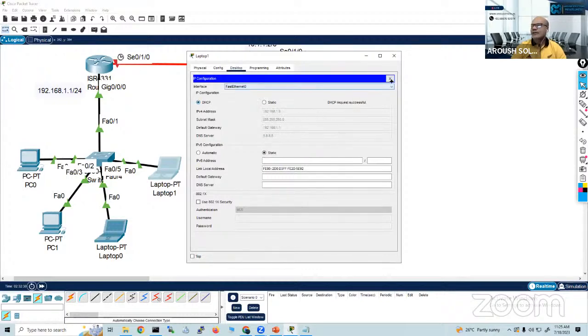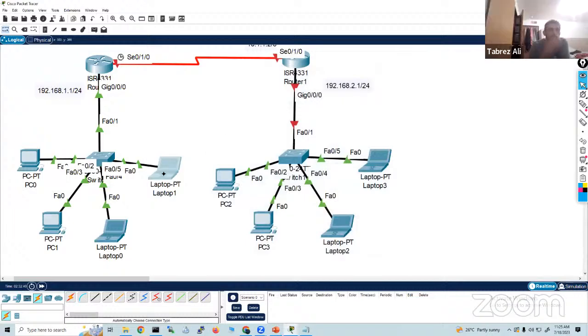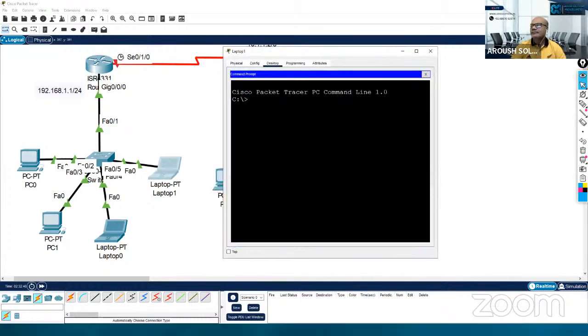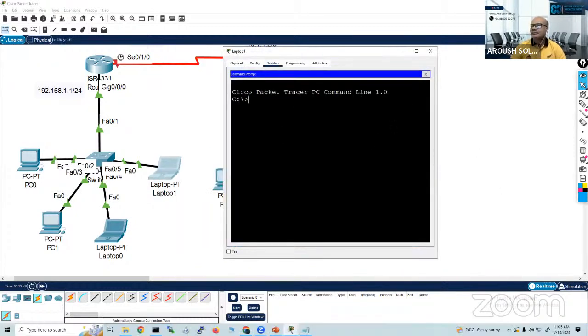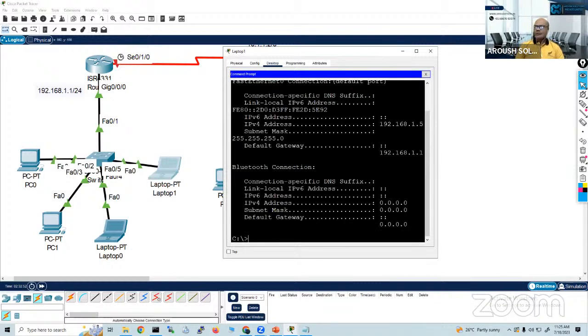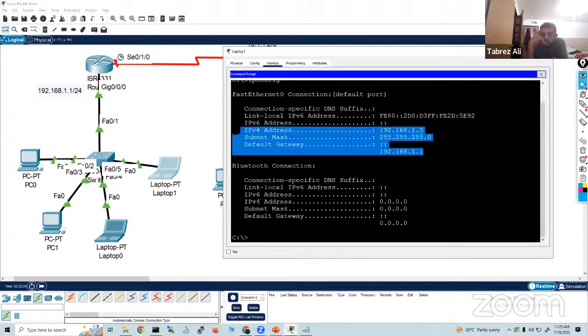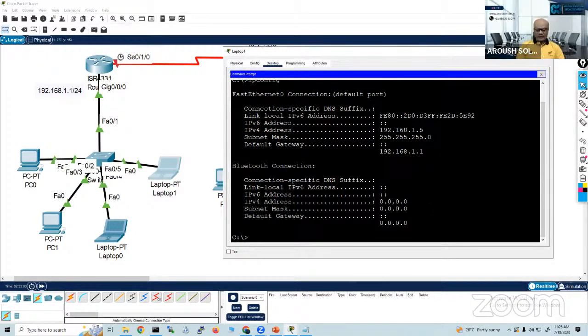Okay, so we are getting the IP address. How to check the IP address from the PC? Use ipconfig. It will show you what your IP address is. Can you see? This is the IP address, IPv4, plus the gateway too.